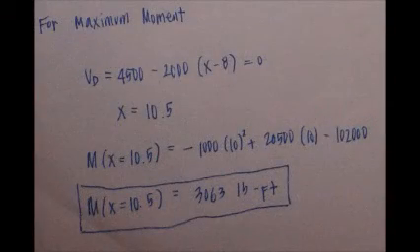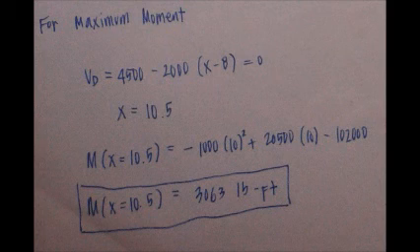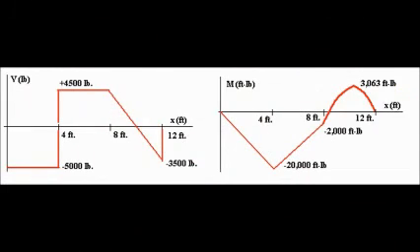For the maximum moment, we just equate VD to 0 to acquire a value of 10.5. Then substitute this 10.5 to the moment equation to obtain 3,063 pound-foot. And then just graph these computed values to obtain this shear and moment diagram.